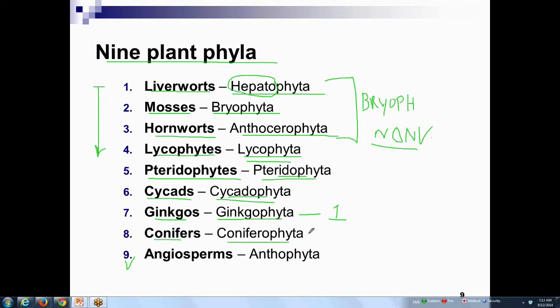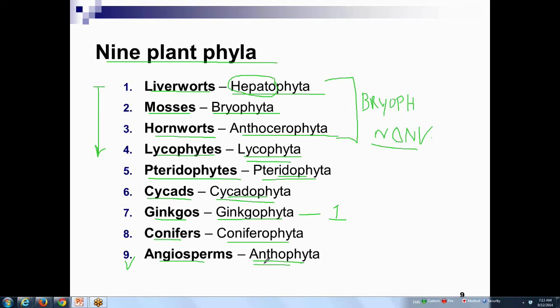They all produce, generally speaking, cones. There are some members that are deciduous, but most are evergreen. We'll get more into that group later on, like pine trees. And then we have the angiosperms, and the angiosperms are in a group called Anthophyta.